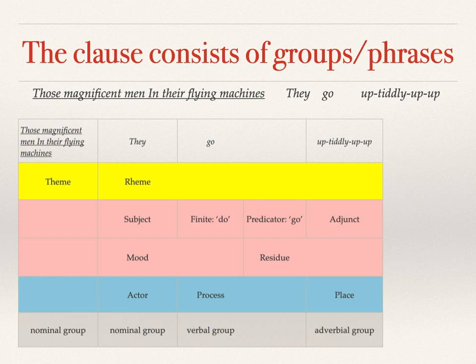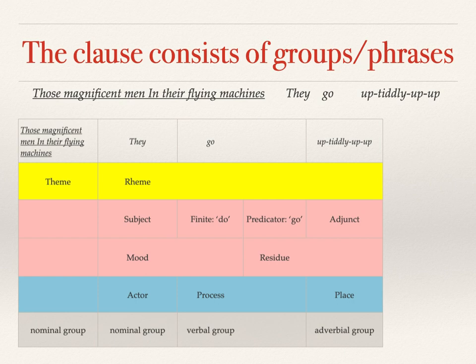The second one is the clause as a move in dialogue. In this case, it's a statement, a claim about something, some information. And that's signaled by putting the subject before the finite in English. So those magnificent men in the flying machines, they go up, tiddly up, up, rather than those magnificent men in the flying machines, do they go up, tiddly up, up?